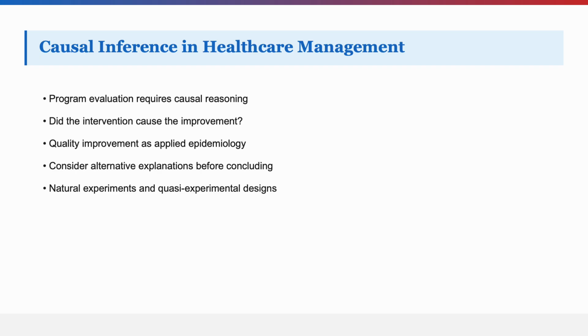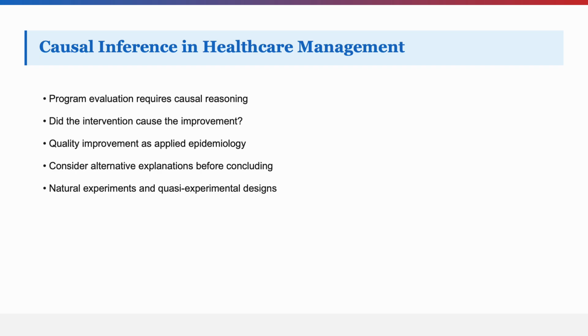Quality improvement is applied epidemiology. Before and after comparisons without controls can't establish causation. Secular trends, seasonal variation, and other factors may explain changes. Always ask, what else changed? Could something other than our intervention explain the improvement? Healthy skepticism serves you better than premature conclusions.